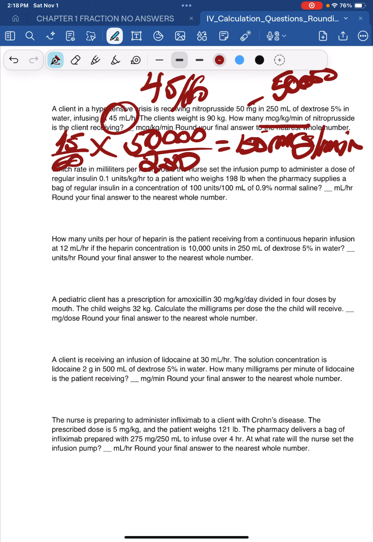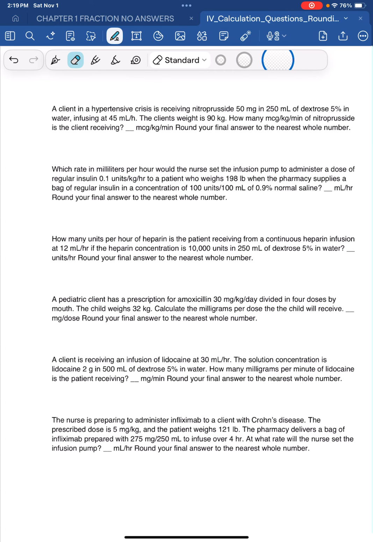I divided that by the weight, which is already in kilogram. I got 90. So they say round your answer to the nearest whole number. So the answer is going to be 2 microgram per kilogram per minute. Okay? All right. So let's look at the other one.